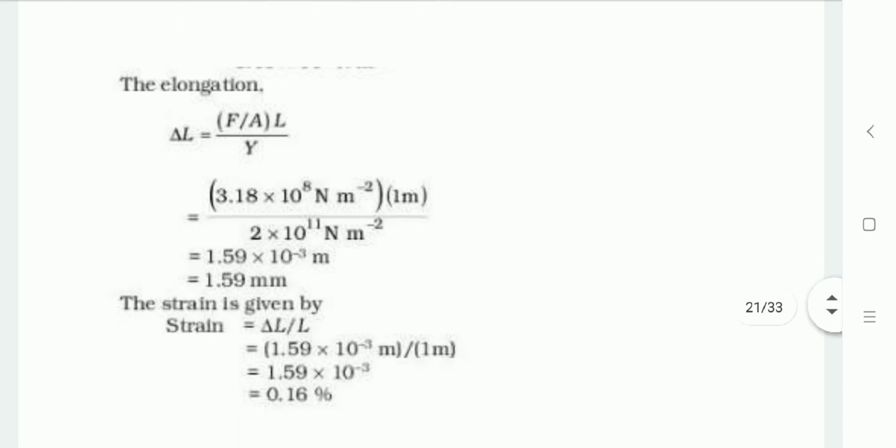Now the third quantity we need to calculate is the strain. Strain is equal to delta L by L. From the above we have the value of delta L, and L is already given. By substituting the values of delta L and L, we get strain, which is 0.16%.